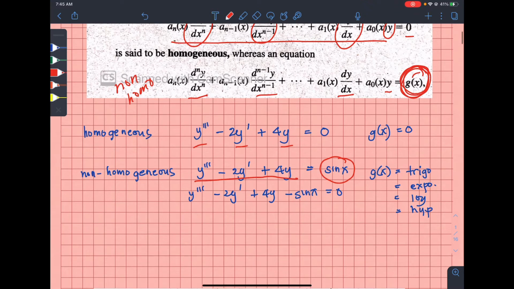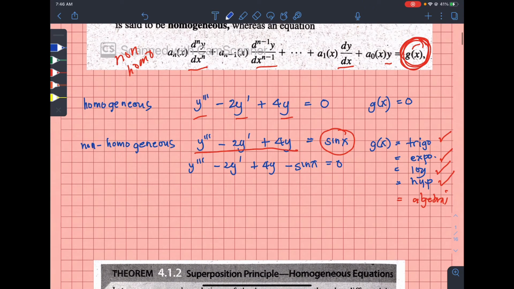So if the g of x is a trigo function, an exponential function, a logarithmic, a hyperbolic, or it could be algebraic as well, that would be considered as a non-homogeneous equation.